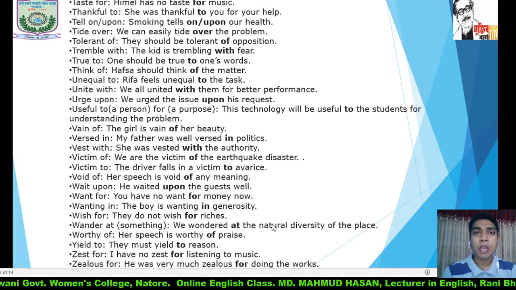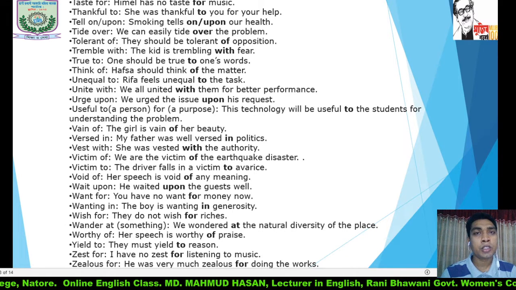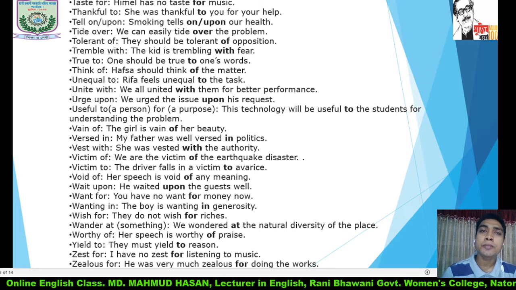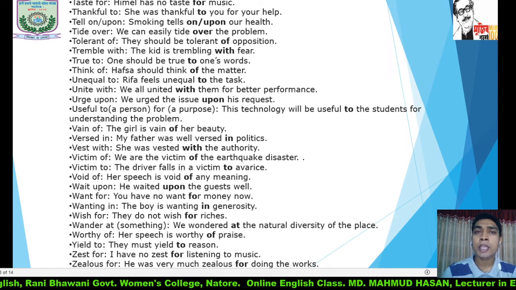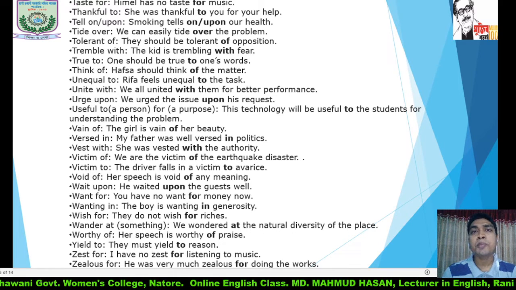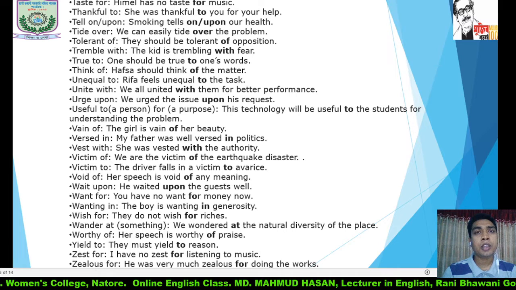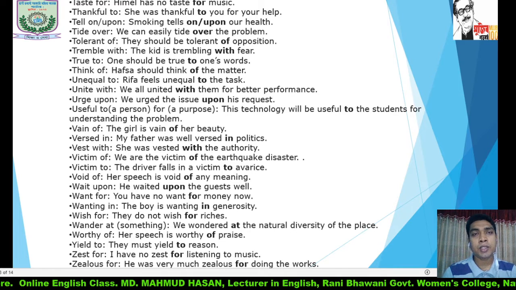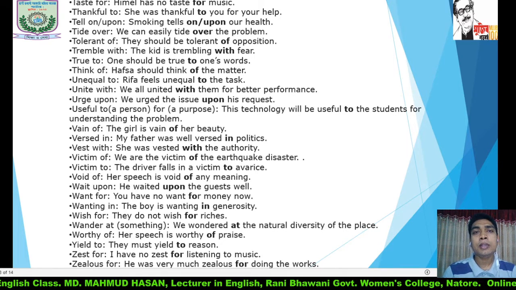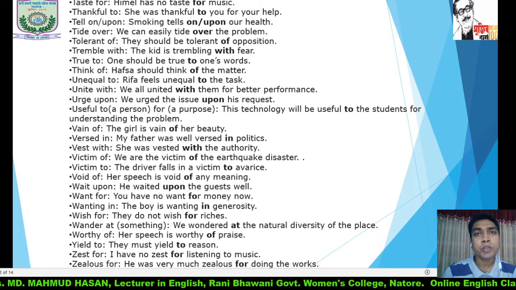Actually, appropriate prepositions are very important issues in the English language, and there are some words which require some particular preposition, and we cannot use any preposition as we wish, and this is why we call it appropriate preposition. Lots of appropriate prepositions are available, but from all of them, I have selected from A to Z, and these are the important appropriate prepositions.